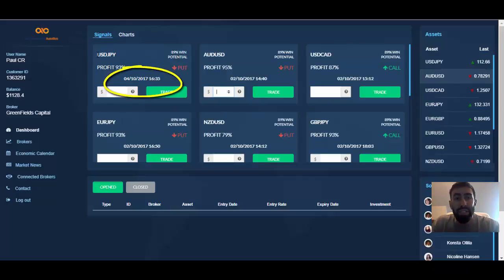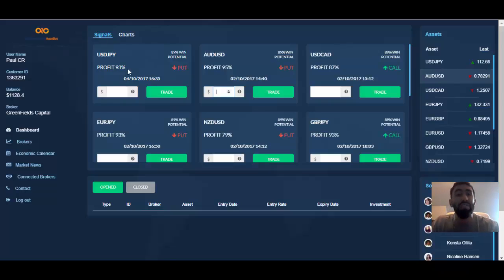So notice the USD JPY. This is more of a long-term trade set for the 4th of October. So in this case, we will not be following or placing trades for the USD JPY signal, but we will target the other 5 that remain. So there are a couple of things that I recommend that you do, guys.